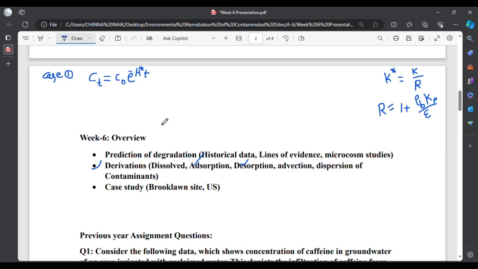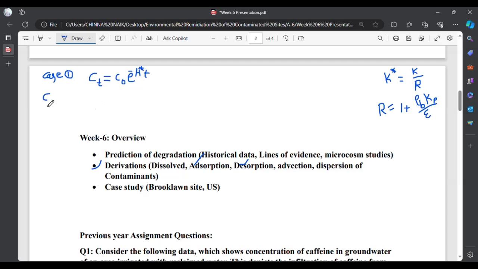To adjust and get k star, we calculate the sum of square errors. We calculate the total sum of square errors, and by using Solver in Excel, we find k star. Once you know k star, and t we already know, and the initial concentration might be given in the problem itself, we directly calculate the concentration at any particular time t. If you want to calculate the rate constant directly, multiply the retardation by k star, and we get the rate constant.